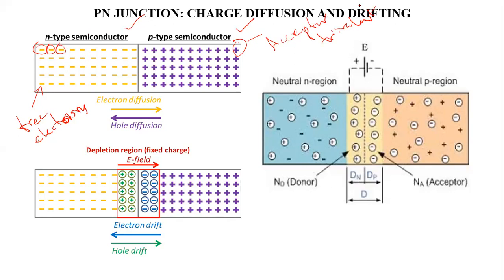Now, if you make a junction between p and n-type, one side has a large concentration of free electrons and the other side has a large concentration of holes, or a large deficiency of electrons. If you join these two systems, definitely there is a concentration gradient, which means there will be diffusion, right? Concentration gradient means there is diffusion.